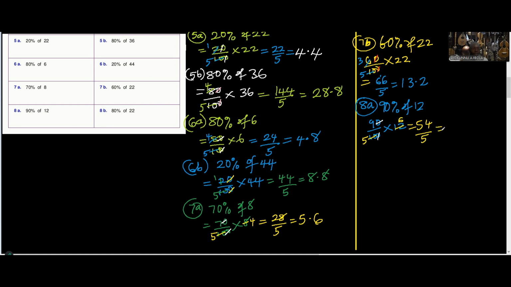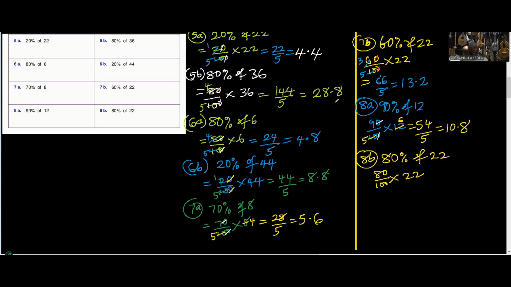So how many 5s in 54? That's 10. Remainder 4. How many 5s in 40? That's 8. Then 8b, we have 80% of 22. So this is 80 over 100 times 22.